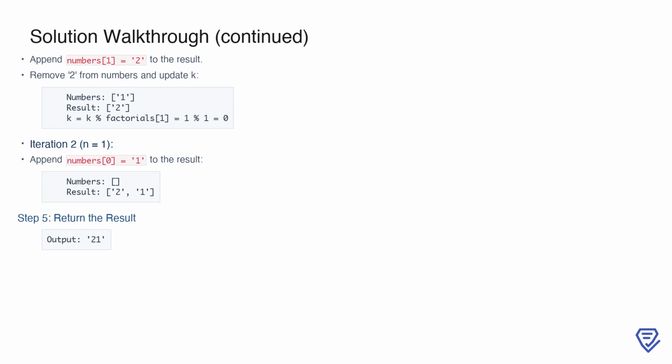In the second and final iteration, with n equal to 1, there is only one number left in the list, 1. We append 1 to the result and remove it from the list. The numbers list is now empty, and the result list is 2, 1. Joining these elements gives us the output 21. This concludes our solution walkthrough for this problem.